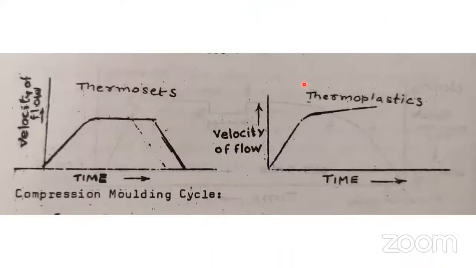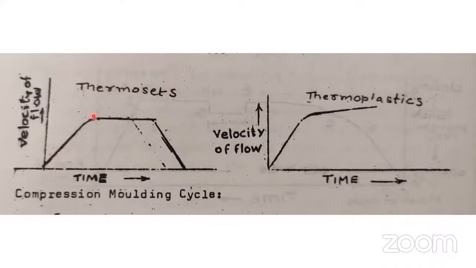Okay. Now, see here, the two diagrams show thermoset and thermoplastic processing temperature and the time with the velocity of flow. See now here, velocity of flow. Here on the x-axis, time is there. On the y-axis, velocity of flow inside the mold cavity is there. So now see, you apply the force, right? The velocity of flow will increase like this.